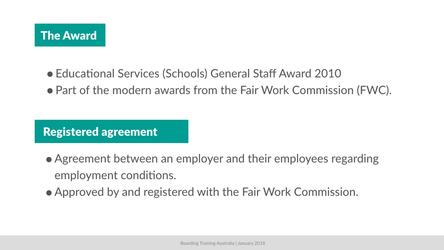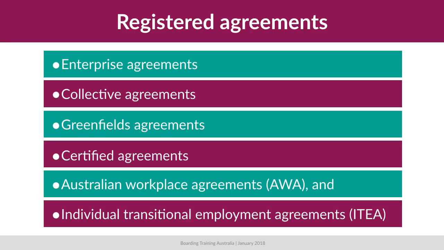The national award is the Educational Services Schools General Staff Award 2010. It's part of the modern awards from the Fair Work Commission. You can have a registered agreement, which is an agreement between an employer and their employees regarding employment conditions. It's approved and registered with the Fair Work Commission. You should know what you've got, what award you're on, and what the conditions of that award are. All of these are registered agreements: Enterprise Collective, Greenfield Certified, Australian Workplace Agreements, and Individual Transitional Employment Agreements.